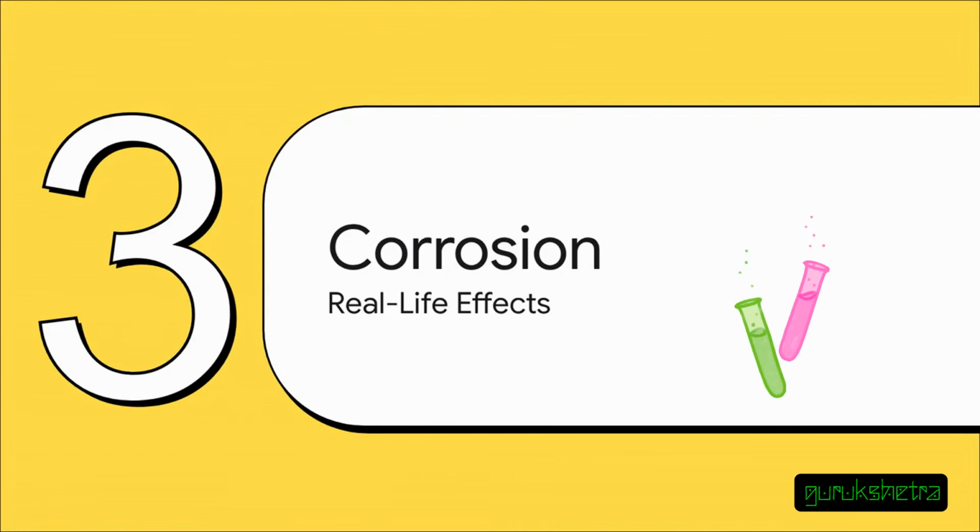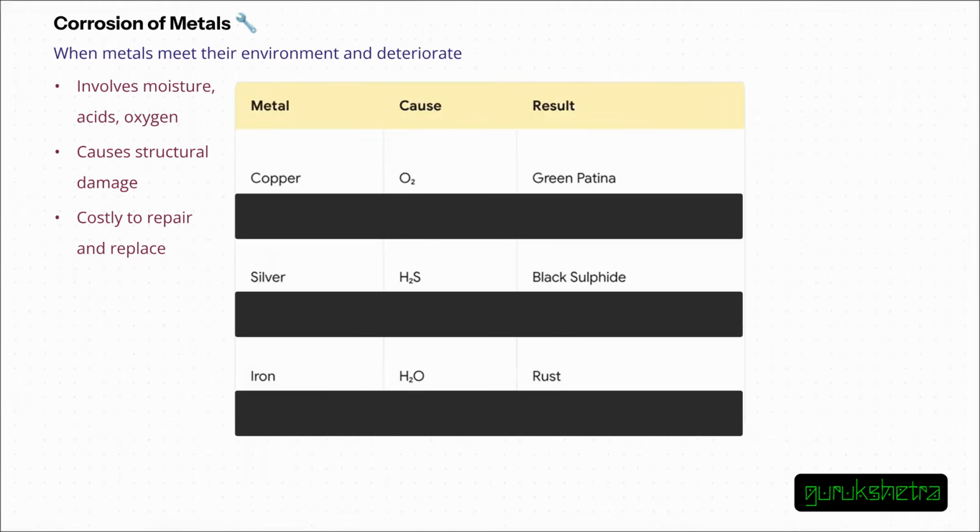Okay, let's step out of the lab for a minute. Section 3, real-life effects, corrosion. Corrosion happens when metals meet their everyday environment, specifically moisture, acids, and oxygen, and they just begin to deteriorate. It causes massive structural damage globally.